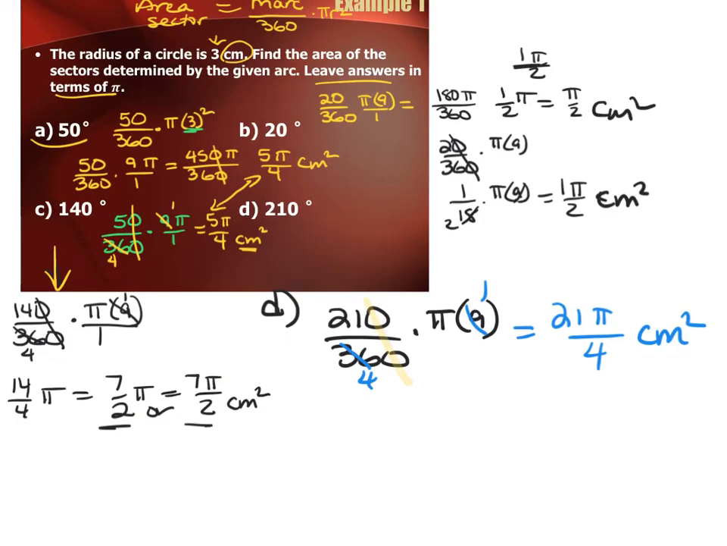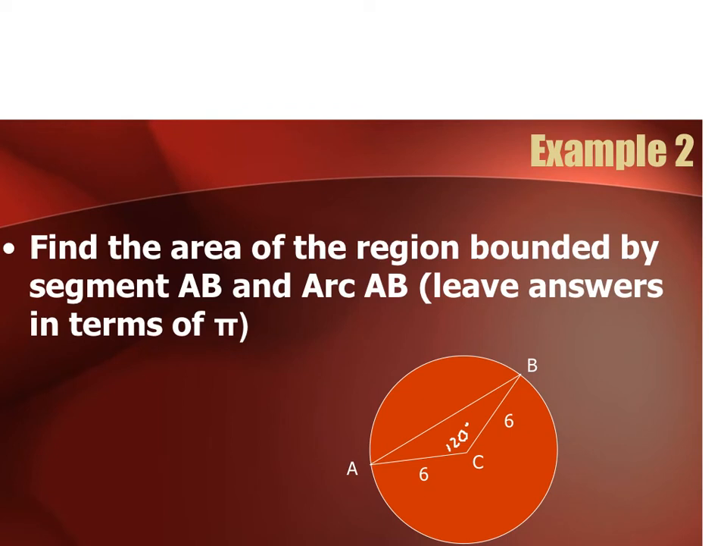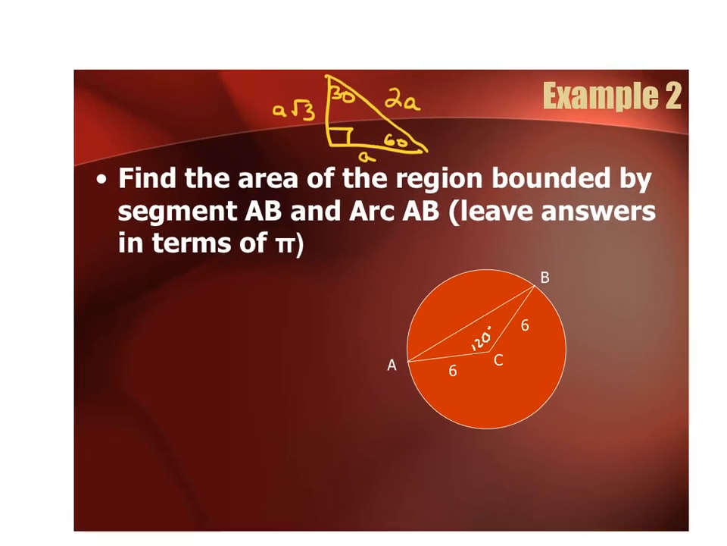This is the exact question. So before we tackle this one, let's review the relationship of the sides of a 30, 60, 90 triangle. So remember that when you have your 30, 60, 90 right triangle, 30, 60, and then the right angle, the side across from 30 is A. The side across from the 90 degrees is 2 times whatever A is. And then the side across from the 60 is A square root 3.